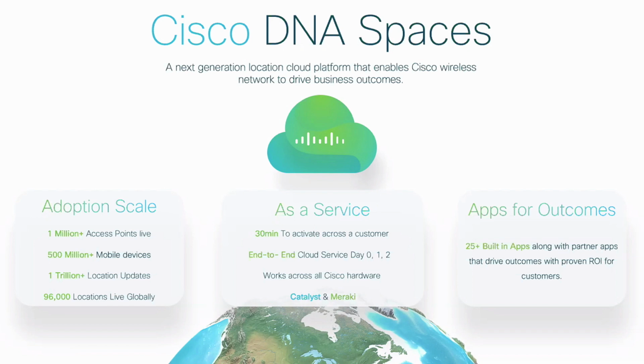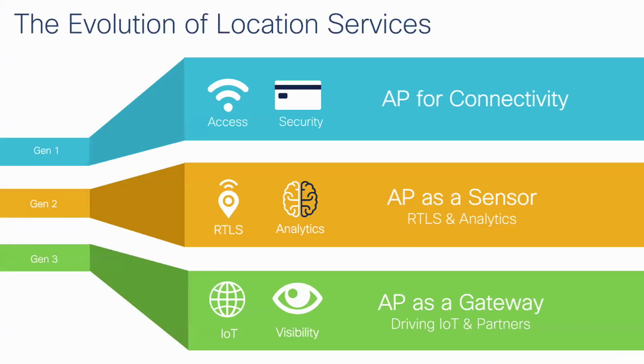And finally, the third tenet of DNA Spaces is all about the apps for outcomes. We're developing the solution so that you can build smart applications based on a set of infrastructure that you can depend on. We have an app store that you can expand location services for. So it's really been 3 evolutions that we've been focusing on.